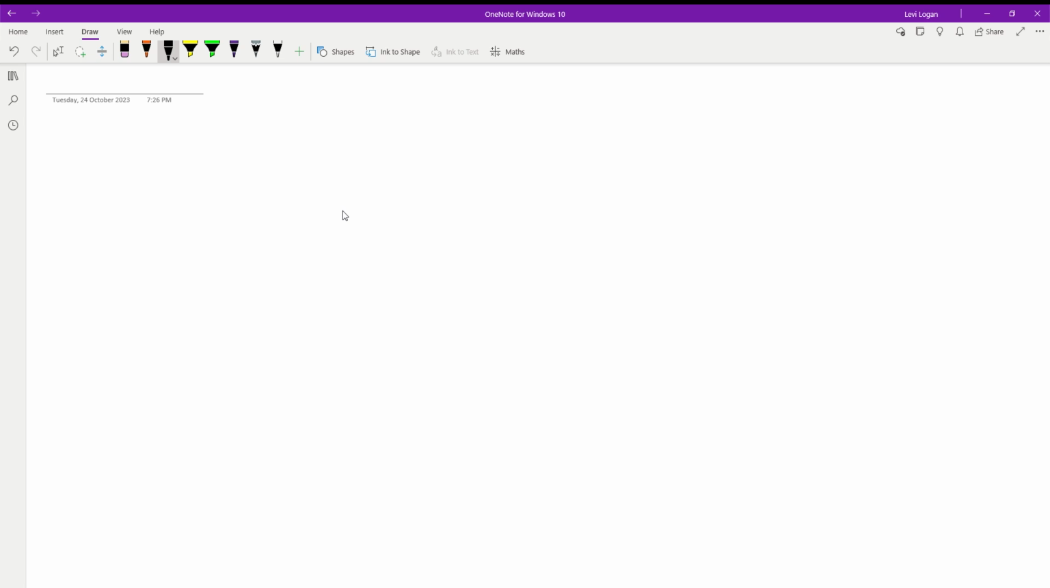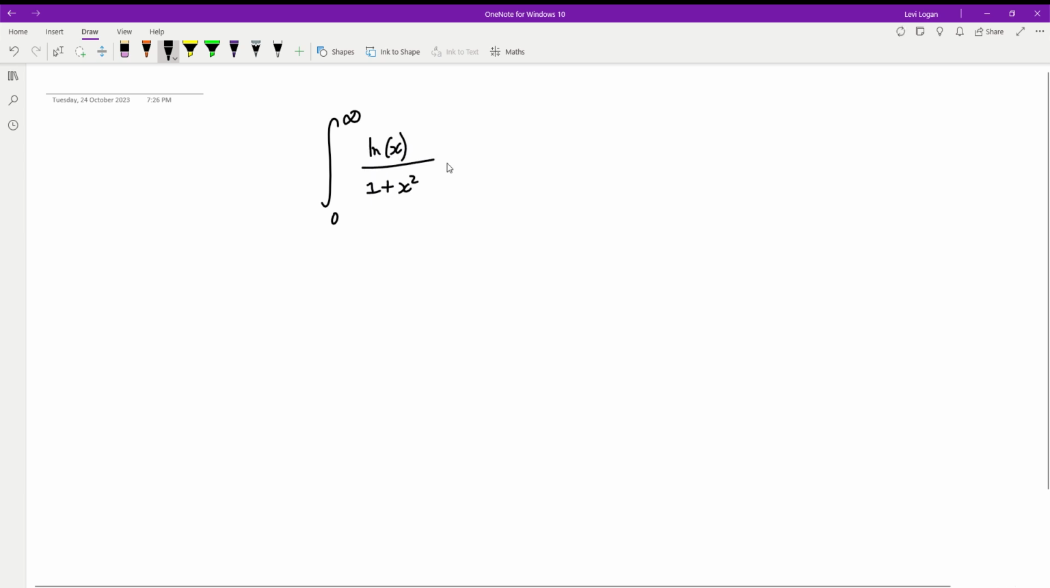In today's video we're going to be integrating the following integral: the integral from 0 to infinity of natural log of x on 1 plus x squared dx. We're going to be integrating this using Feynman's technique of integration, so pretty much setting it to a parameter and differentiating under the integral sign. If you want to have a go at this integral before the video, pretty much get started because I'm going to get straight into it straight away.